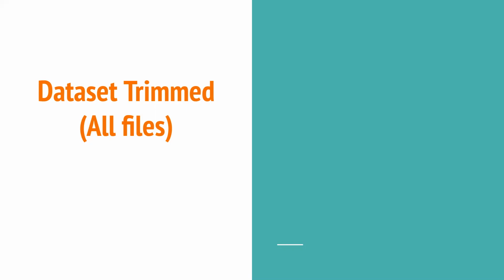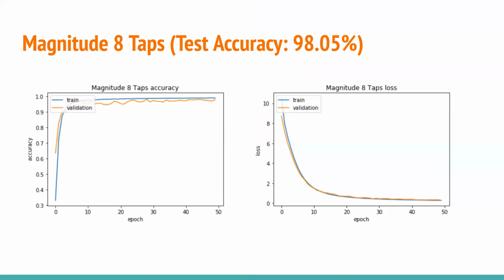So there will be a lot of sample points for us to test on. So we have to see how this extra data and the extra number of people are going to affect our experiments. Let's move ahead. The first experiment, magnitude 8 taps, has a test accuracy of 98.05%. So far so good, as we have got a very good convergence rate as seen in the loss plot.